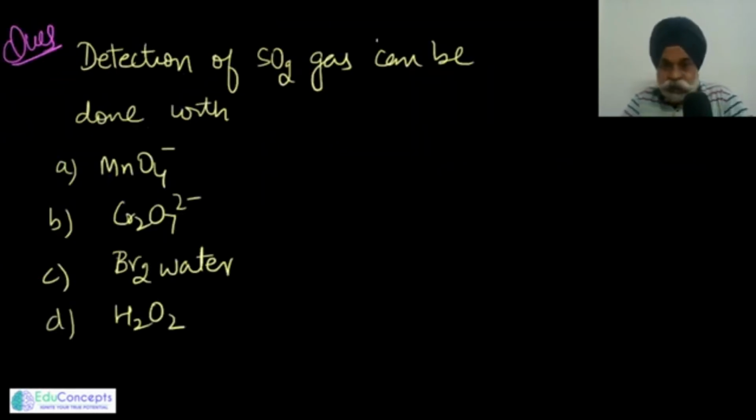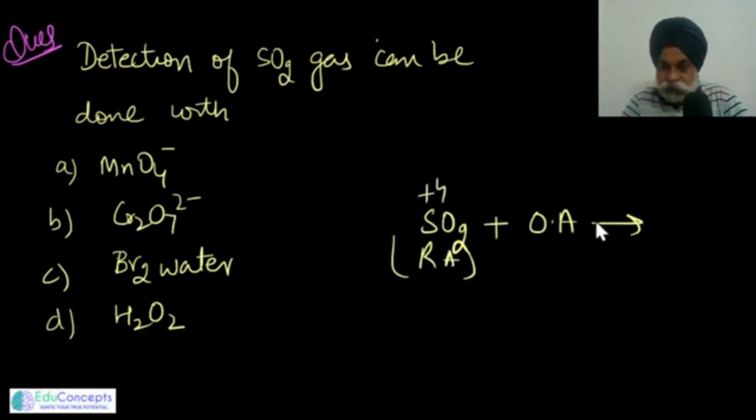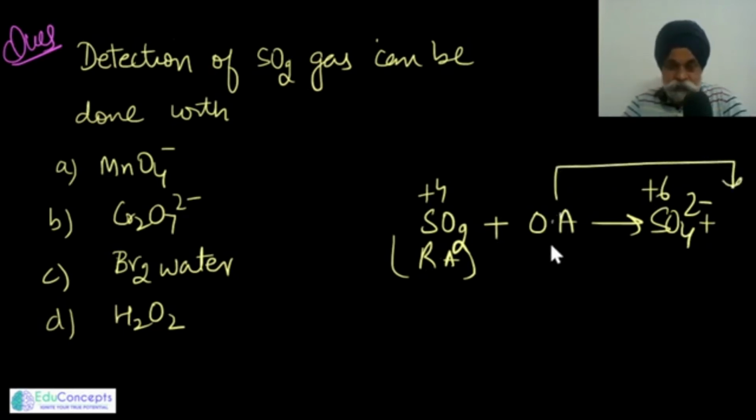Okay, moving on to the next question. Detection of SO2 gas can be done by, now SO2 gas can act as a reducing as well as an oxidizing agent, and when it is treated with any oxidizing agent, it tends to behave like a reducing agent, because sulfur is in +4 oxidation state. It goes to the sulfate ion, which is in +6 oxidation state, along with the corresponding species of the oxidizing agent.